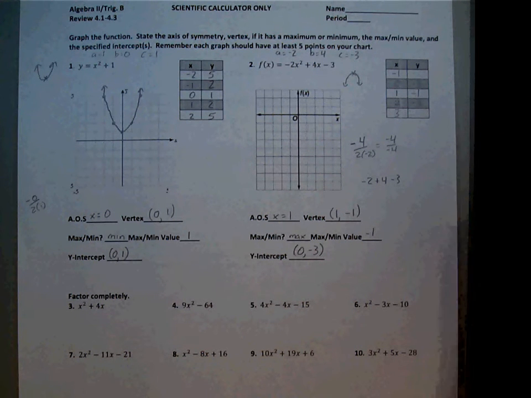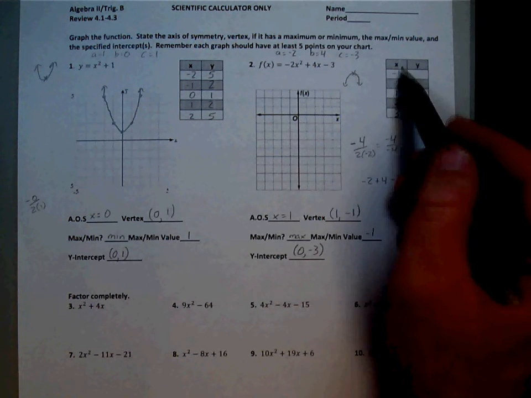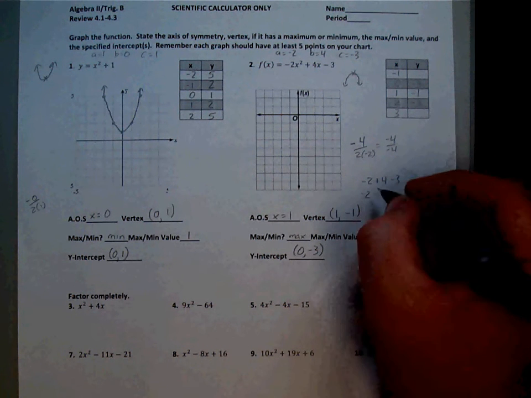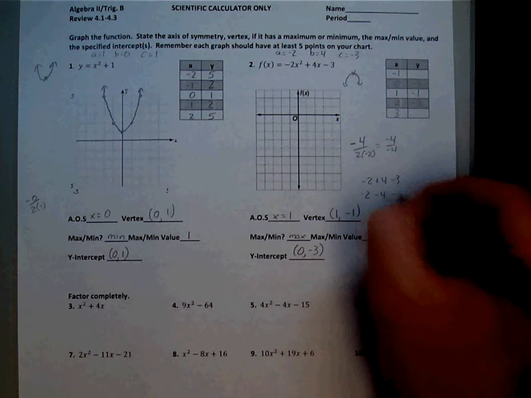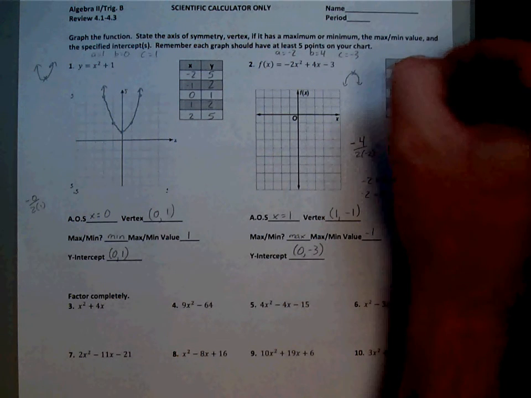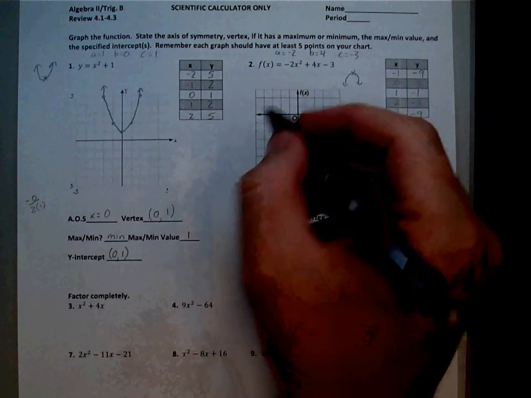And then, I know it's a little hard to read on there, sorry. I'm plugging in either negative 1 or 3. I'll plug in negative 1. Square negative 1, times negative 2 is negative 2. 4 times negative 1 is negative 4. Minus 3. Negative 2 and negative 4 makes negative 6, and negative 3 makes negative 9. I'm ready to graph now.